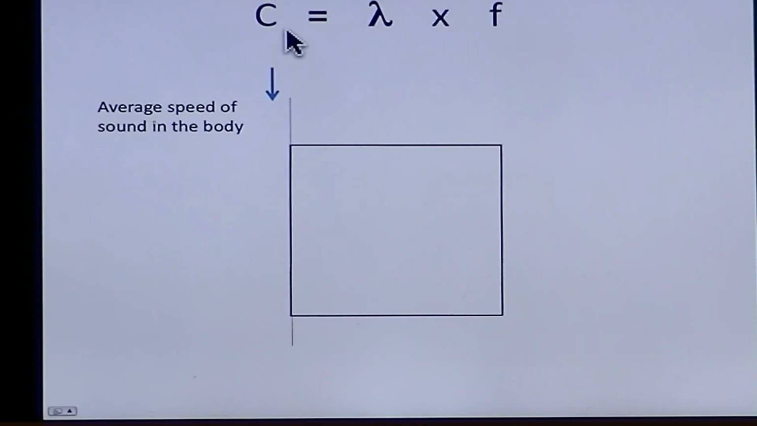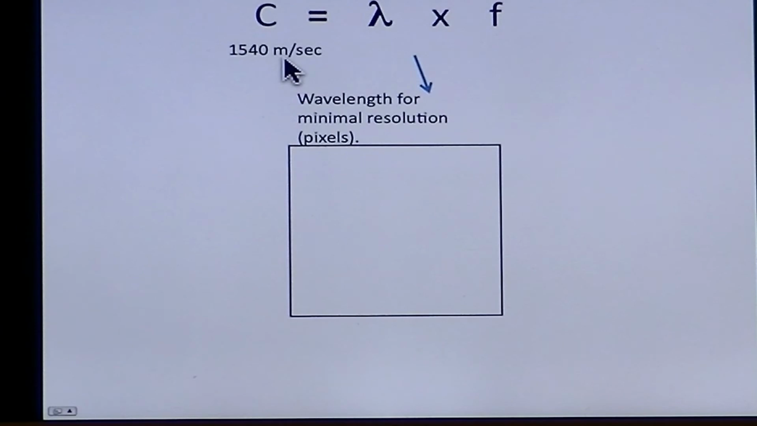With Einstein this was c equals lambda squared, but in this case we're using the constant c, which is the speed of sound in the body. And that is not the same as in a vacuum or in space or in air or water. It's the average of that in the body itself, and that speed would be 1,540 meters per second. That's the number you need to remember and take to heart, because that is the average speed of sound in the body.